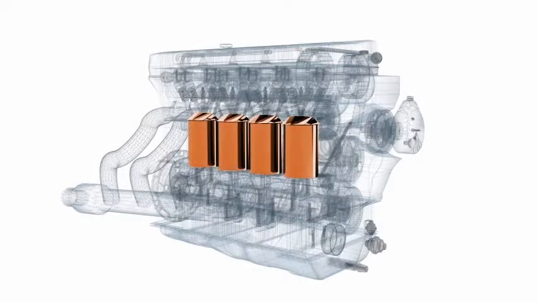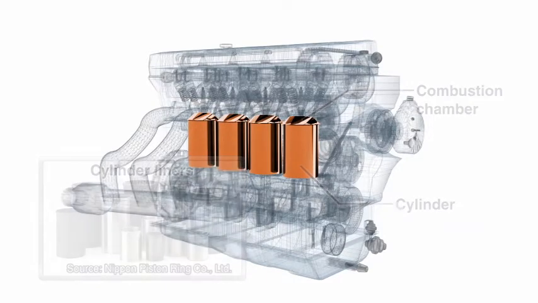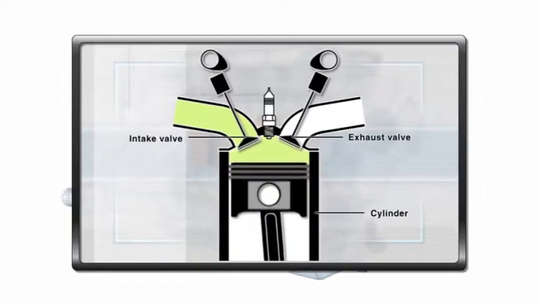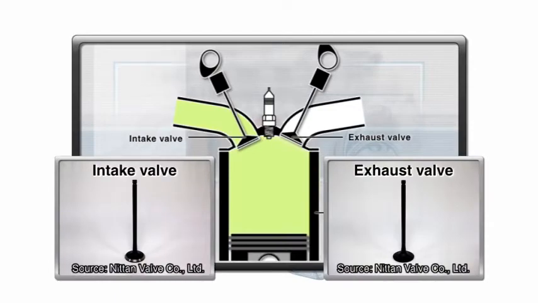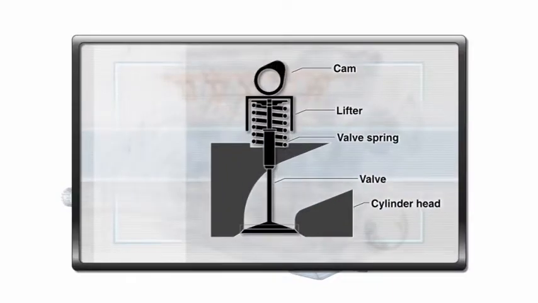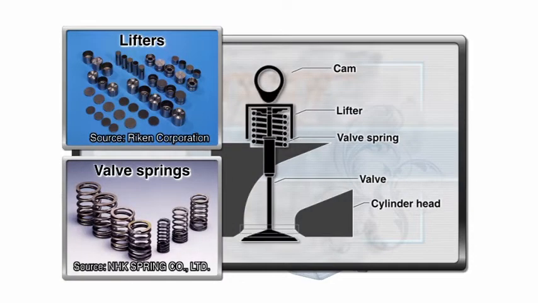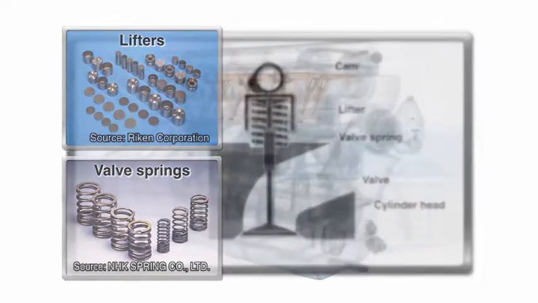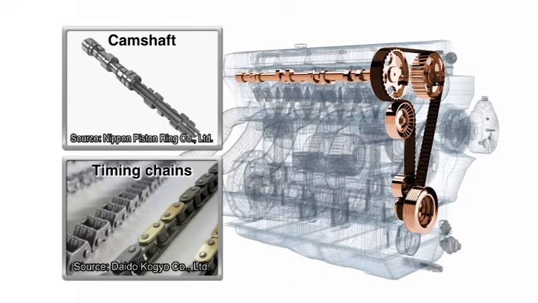First, the most fundamental components are the cylinders and the combustion chamber located here. The valves open and close, sending the intake of air-fuel mixture into the cylinders. The lifter that is attached to the camshaft controls the opening and closing of the valves. To drive the camshaft, the chain and the timing belt help relay the rotations of the crankshaft, of which function we'll explain in a moment.